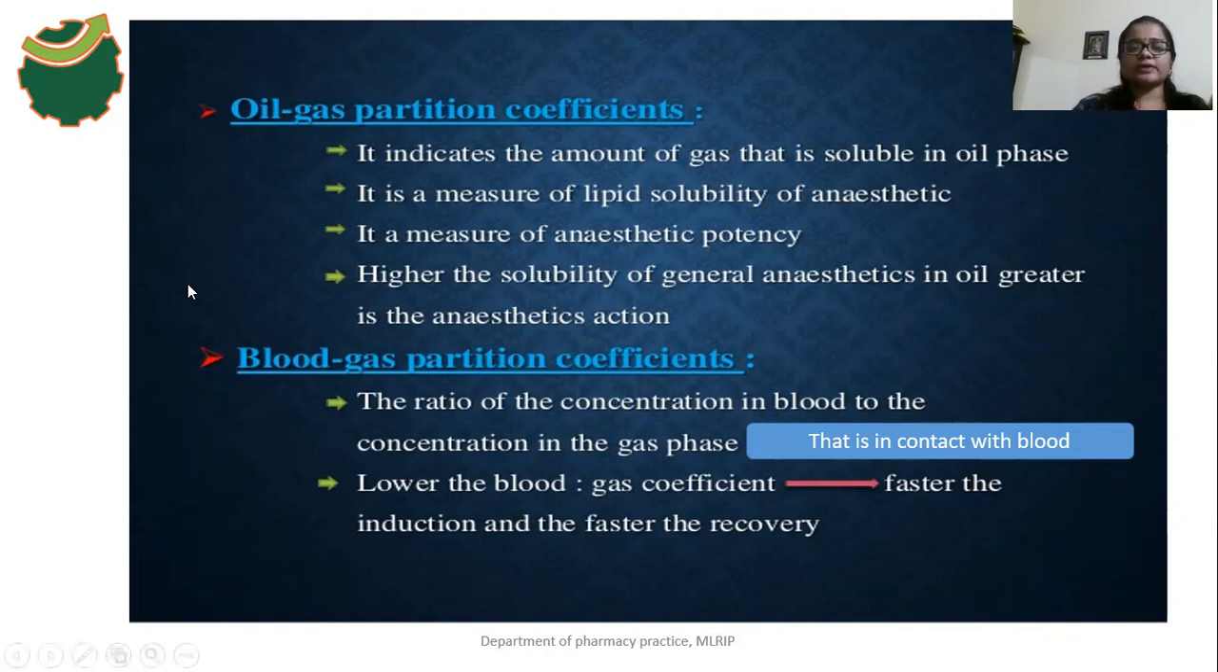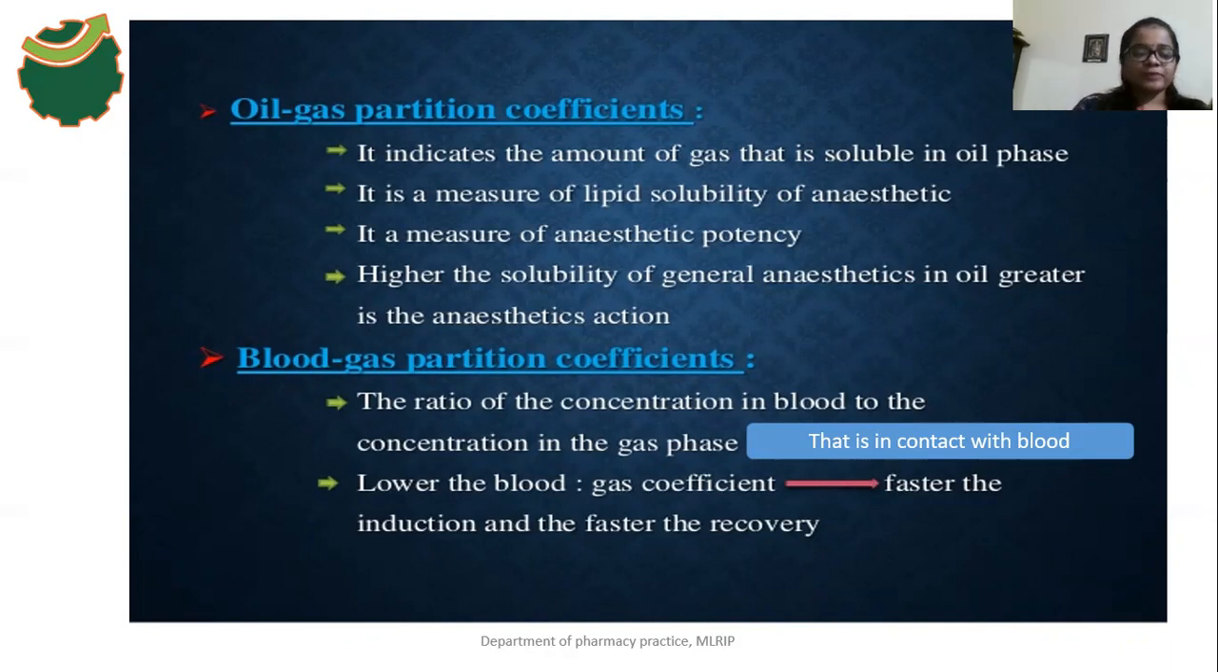Next one is the blood gas partition coefficient, the ratio of concentration in the blood to the concentration in the gas phase that is in contact with the blood. So the ratio of the concentration of the drug which is present in the blood to the concentration of the drug in the gas phase, that is contacted with what?